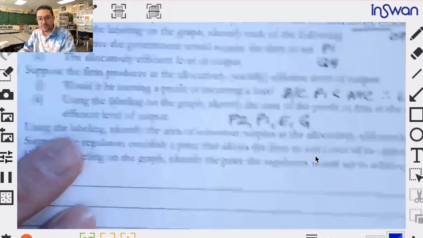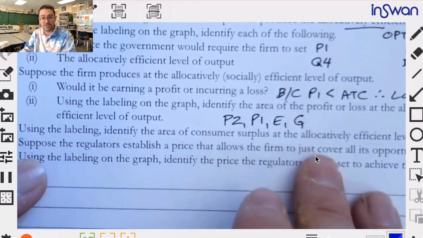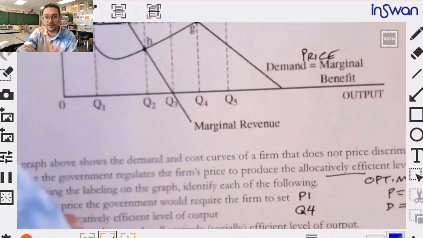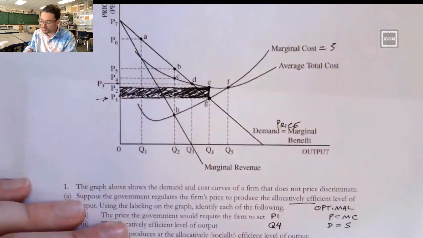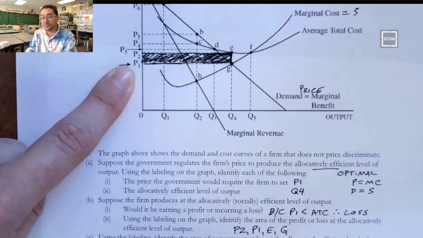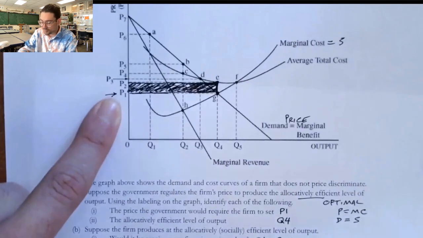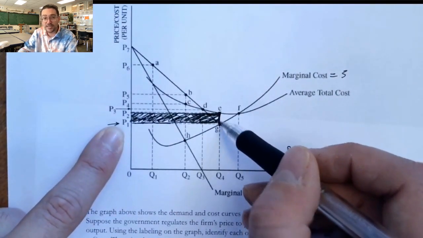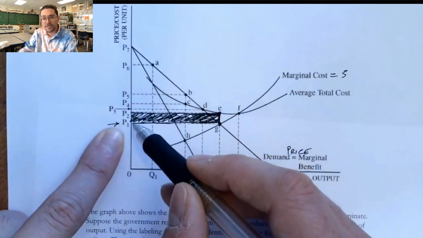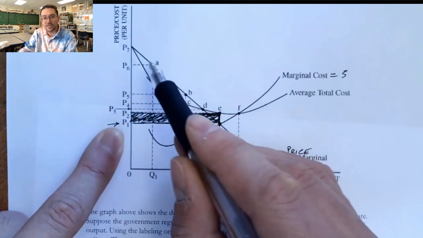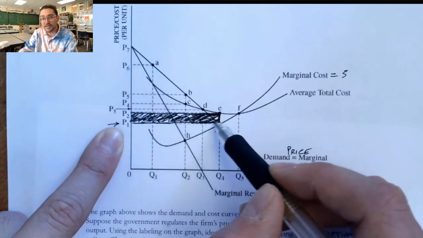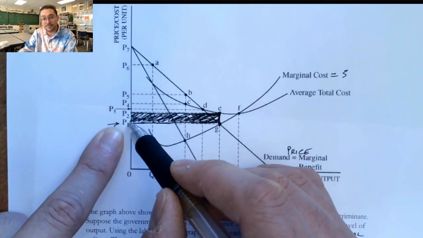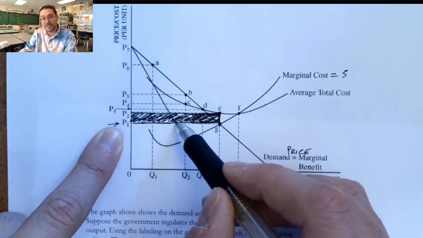And then the last part, using the labeling, identify the area of consumer surplus at that level of output. We'll zoom back out. The area of consumer surplus, if I'm charging P1, that's the price they're actually paying, then I go from the price they're paying over to the quantity that we're producing, which is Q4, all the way up the demand curve. So this huge triangle is going to be equal to it. It's all of this area that goes all the way up that demand curve, because the price they're paying is P1. So the price they're paying is down here.